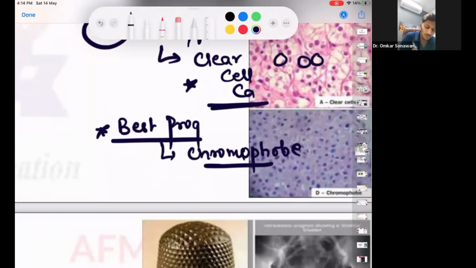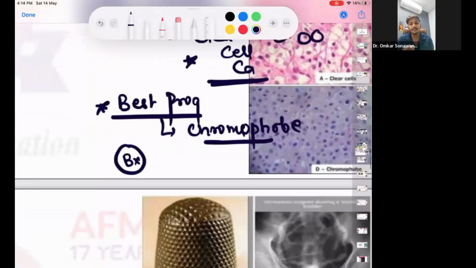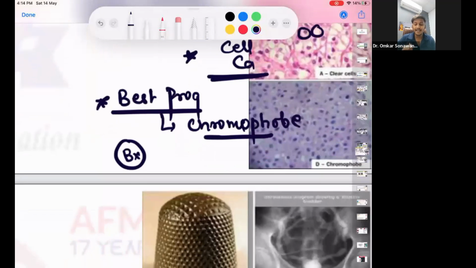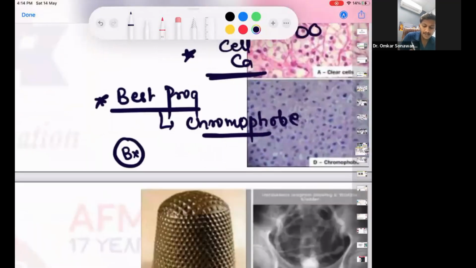Chromophobe type. And on chromophobe cancer biopsy, which type of cells are seen? The cell appearance would be, the malignant cell will look like the plant cell. So intercalated cells will be there, but they will look like the plant cell. So there would be a plant cell appearance.